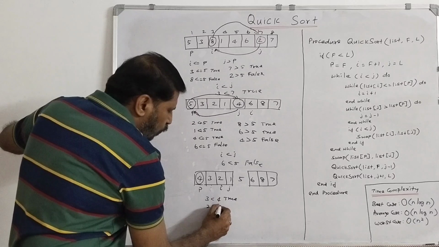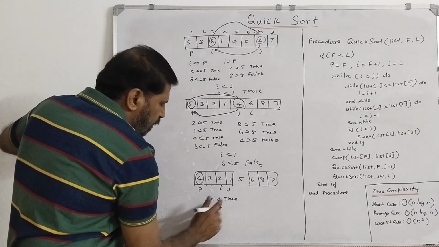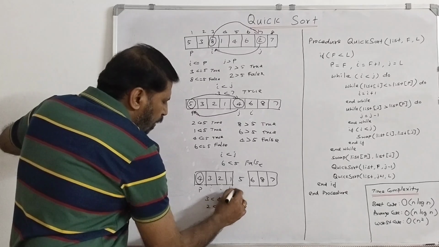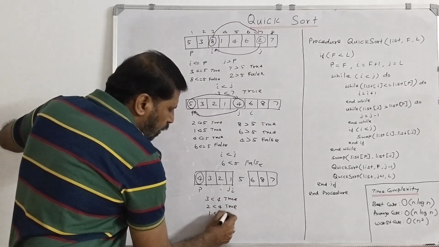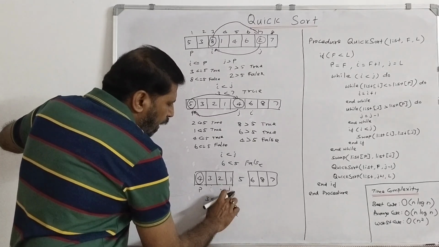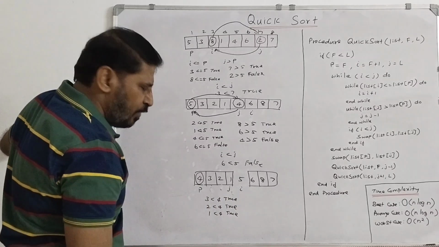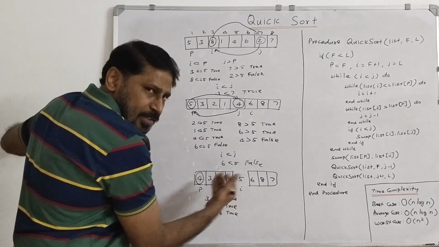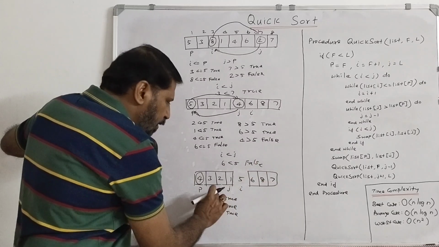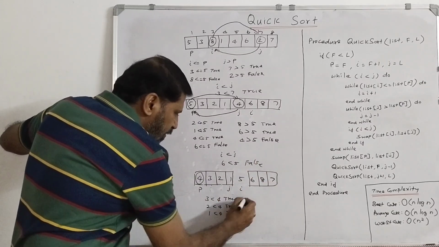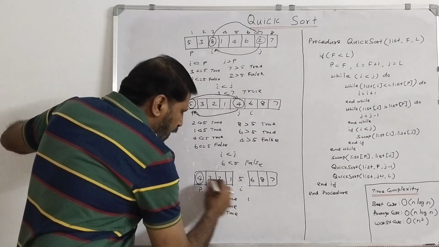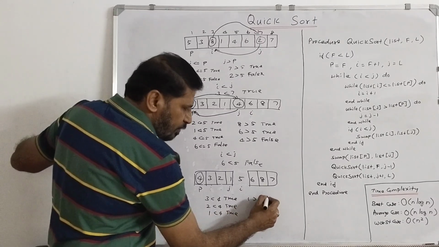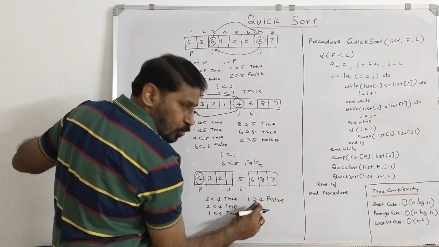The current I value is 2. 2 is less than 4. This is also true, and we increment I by 1. 1 is less than 4, the condition is again true. I goes out of range. Whenever it goes out of range, we take j because it goes beyond the limit. So we are taking j. What is the j value? The j value is 1. Is 1 greater than 4? It is false, because 1 is less than 4.